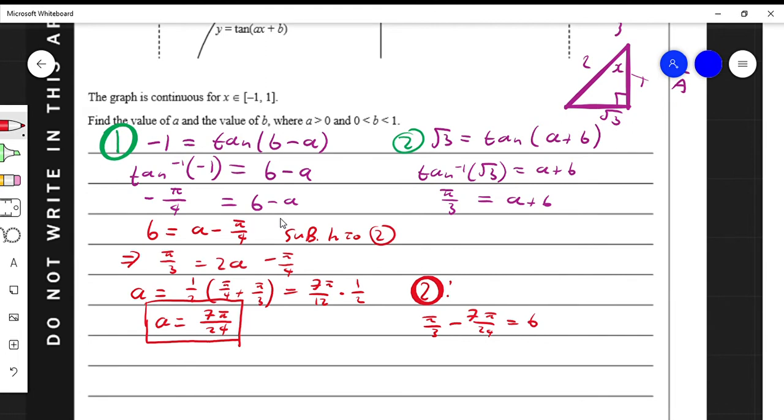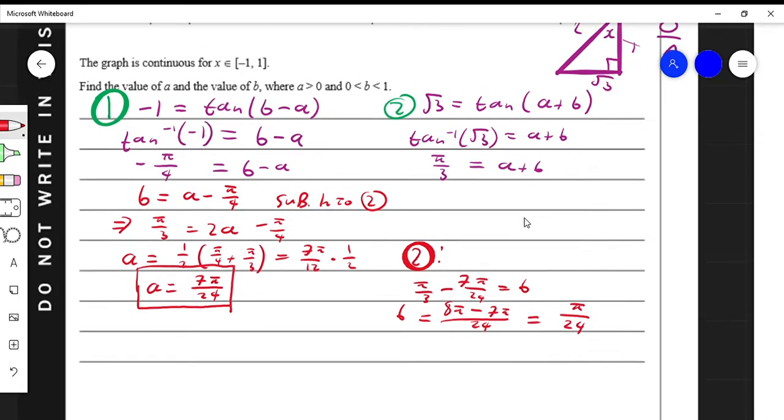and then we get some more gross fractions, but you can just expand these. So I'm just going to make the denominator for pi on 3 24 by multiplying by 8, so it gives us 8 pi minus 7 pi all over 24, and then you can see that 8 minus 7 is 1, so we get our answer as B equals pi on 24. So for this one, A is 7 pi on 24 and B is pi on 24.